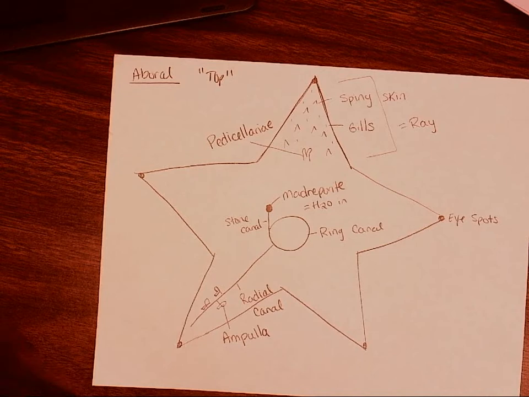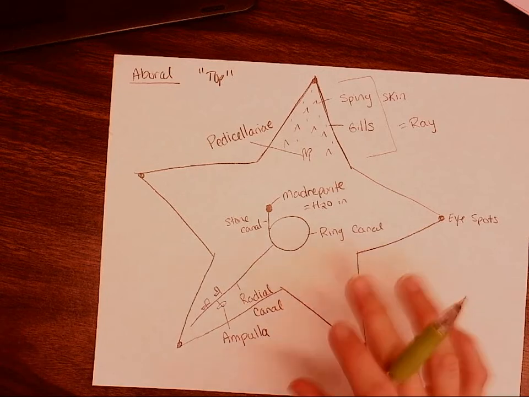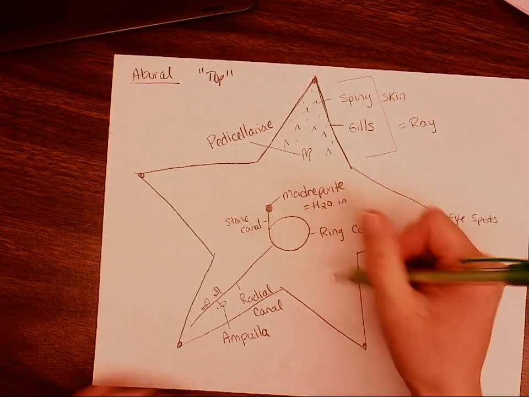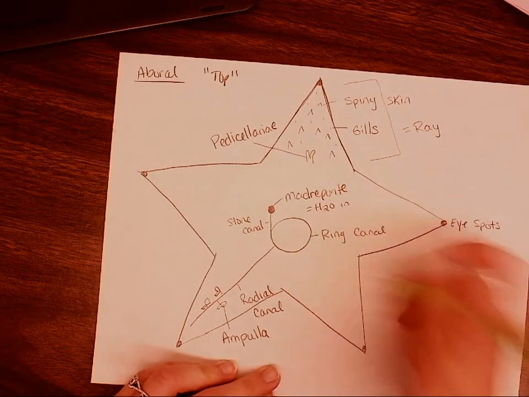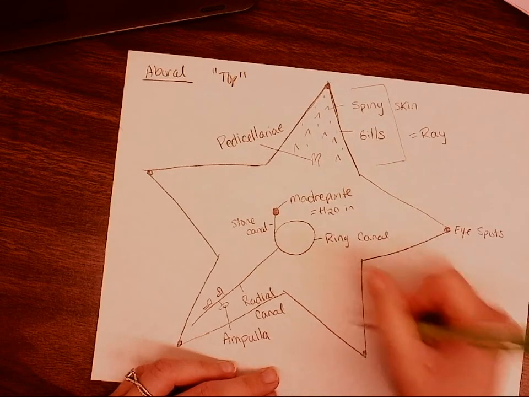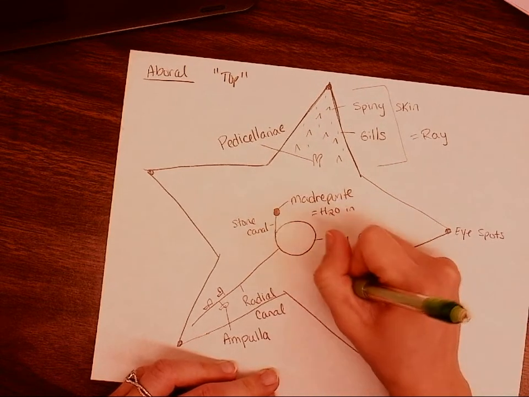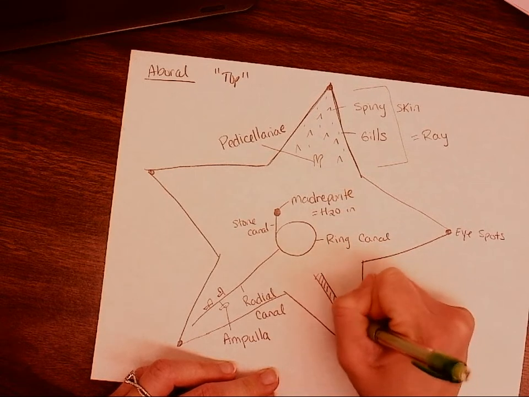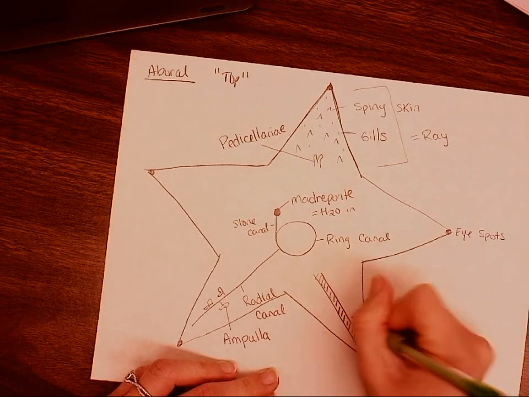Okay, if we're going to stay on this side here, we can add a couple more internal structures. Let's see. Opposite of our ambulacral groove where our tube feet sit, we do see an ambulacral ridge. This is going to be a tough structure that is going to be there for support.